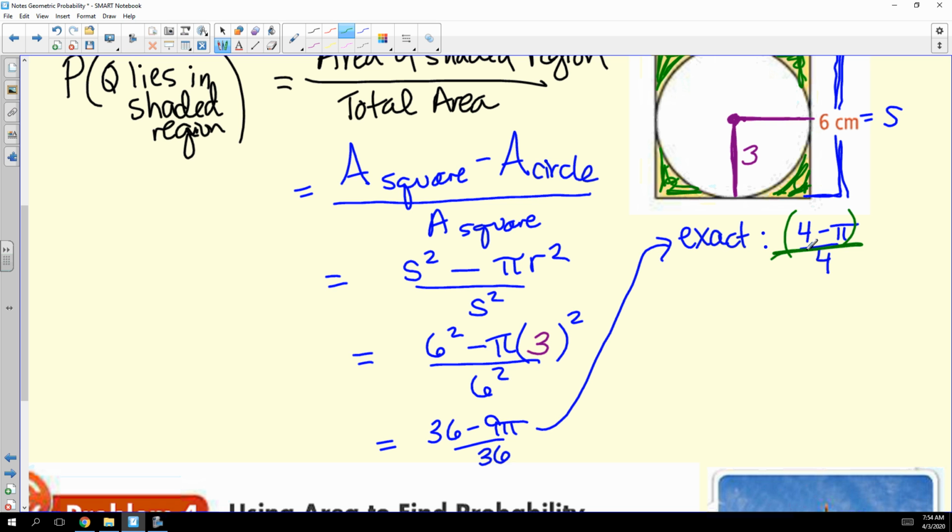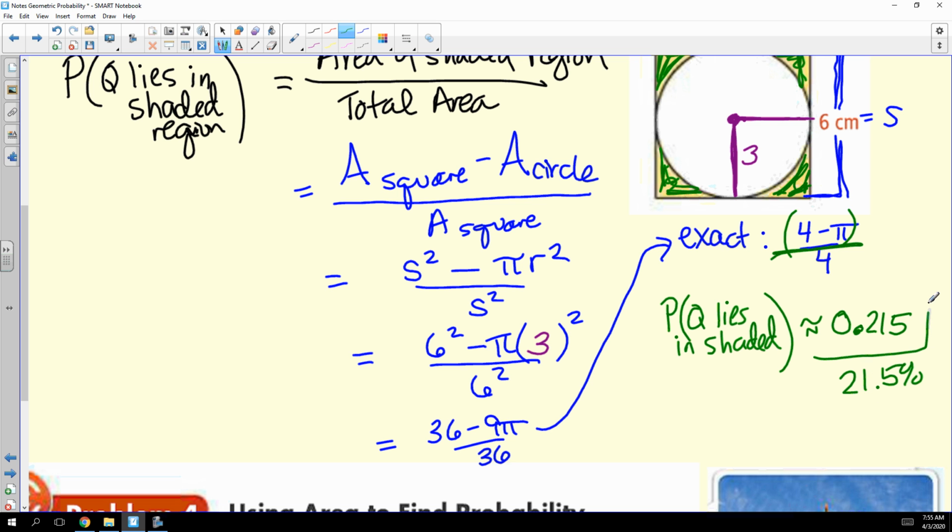And then your approximate probability that Q lies in the shaded region, as an approximation, would be 0.215 to the nearest thousandth. If you had to represent it as a percent, then I'd say 21.5%. Okay, please make sure, as always, that you're paying attention to your directions as to the form of answer that you're asked to express it in. All right, last one's a little more complicated.